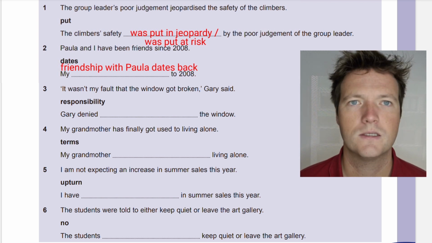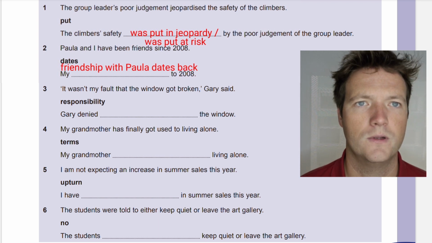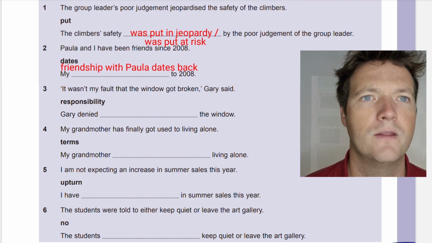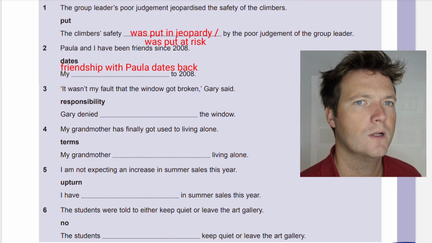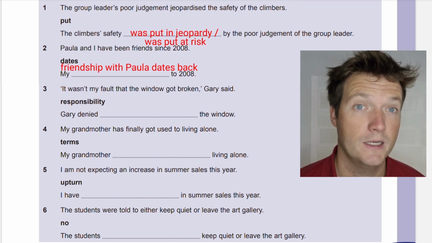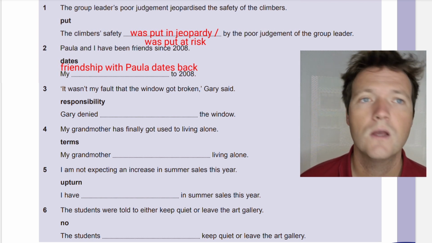Okay, number 3, let's have a look. It wasn't my fault. It wasn't my fault that the window got broken, Gary said. It wasn't my fault. Responsibility. Gary denied the window.